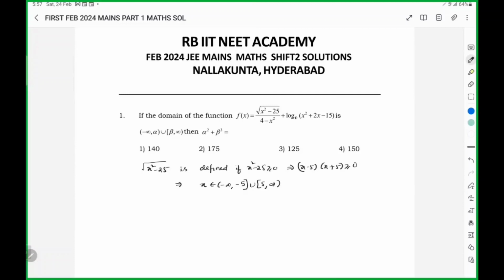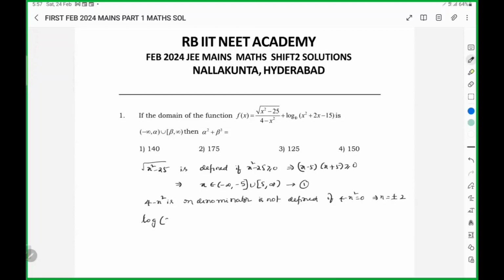Whenever he asks for the domain of a combination of functions, for each function we have to find the domain and then we have to take the intersection. Here 4 minus x square is in the denominator, so it is not defined if 4 minus x square is 0. That means x is plus or minus 2.